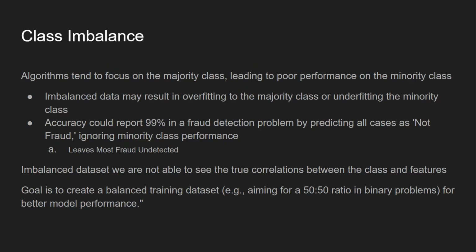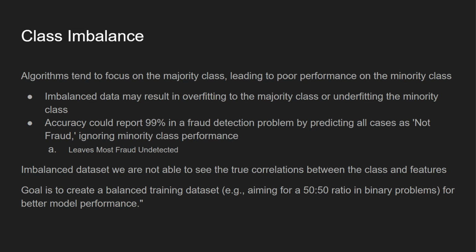And what happens when you have an imbalanced data set? So algorithms tend to focus on the majority class, leading to poor performance on the minority class. Imbalanced data may result in overfitting of the majority class or underfitting of the minority class. So accuracy could report 99% in a fraud detection problem by predicting all cases as not fraud, ignoring the minority class performance. And this is an issue because it leaves most fraud undetected. And when you're looking at fraud, you want to have it be the opposite. It's better to have a real transaction labeled as fraud than it is to not detect fraud in that case, because you always can ignore that type of transaction.